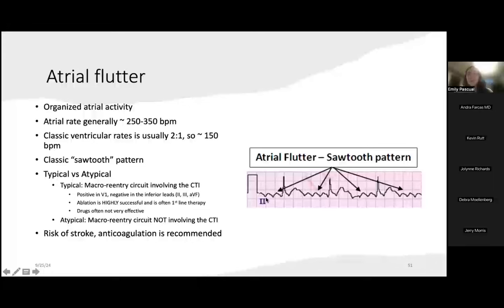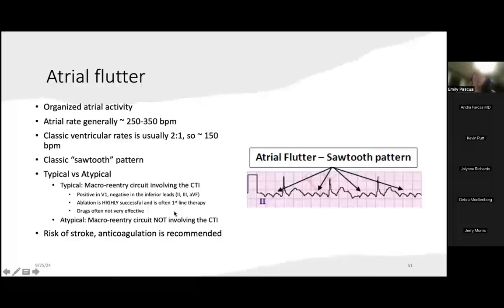And so atrial flutter is that classic sort of sawtooth pattern that I have here, mostly in the inferior leads. That's where it's easiest to see that pattern. And that is most consistent with typical atrial flutter. And again, when we say typical, we mean the most common type of atrial flutter. That's usually a circuit around the cavo-tricuspid isthmus, so near the tricuspid valve. So usually you'll see positive flutter waves in V1, and then this negative deflection in the inferior leads, that sawtooth pattern in the inferior leads.